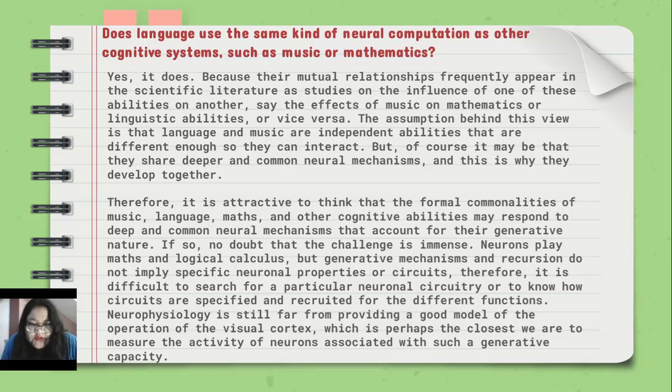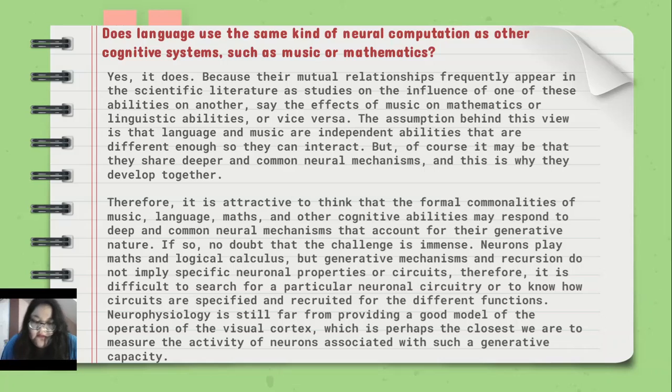If so, no doubt the challenge is immense. Neurons play math and logical calculus, but generative mechanisms and recursions do not imply specific neural properties or circuits. Therefore, it is difficult to search for a particular neural circuitry or to know how circuits are specified and required for the different functions.